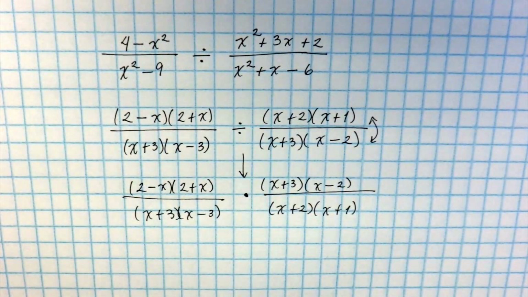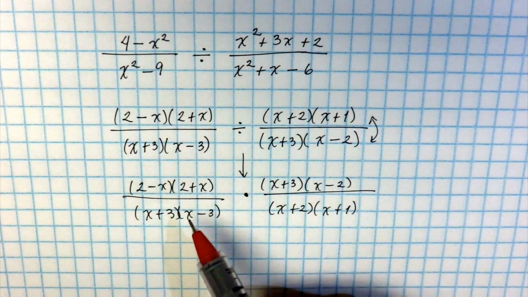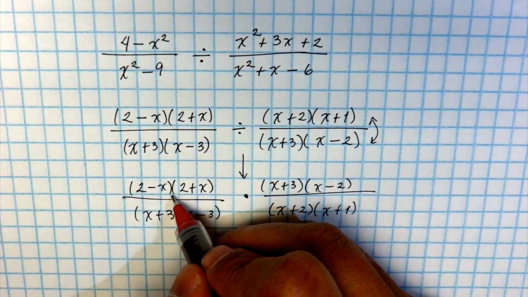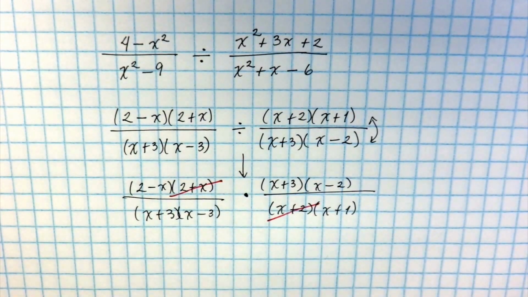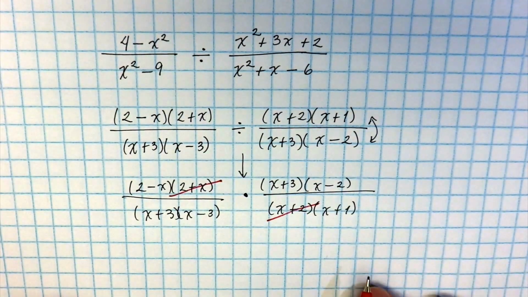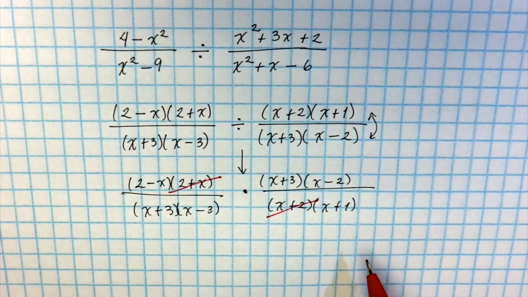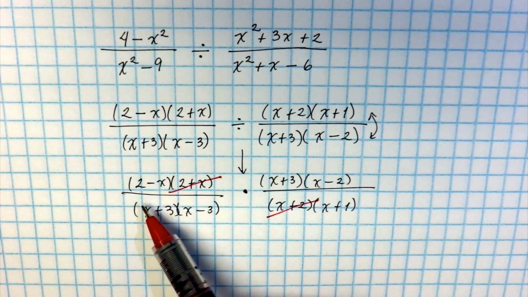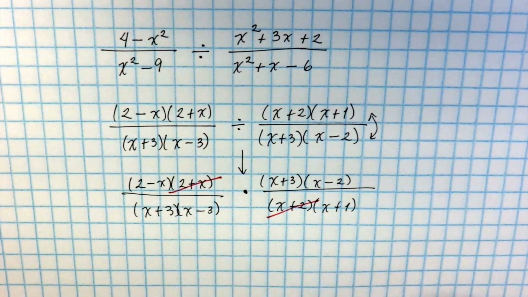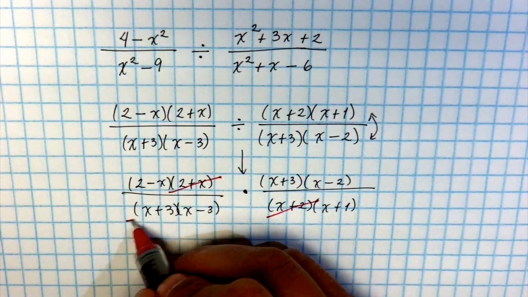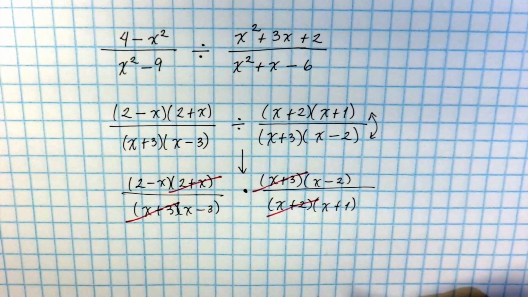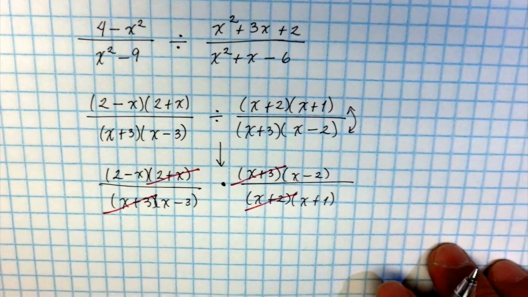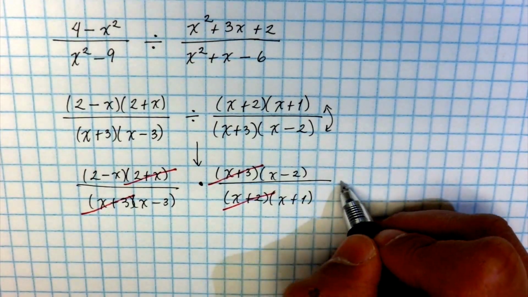Now I can start simplifying. If you notice here, 2 plus x is the same as x plus 2. Just like 2 plus 3 is the same as 3 plus 2, it gives me the same thing. It's called commutative. But you cannot do that with subtraction. Addition is commutative, but subtraction is not. What else can I simplify? Well, x plus 3 here, x plus 3 here. Is there anything else? Doesn't look like it, so let me move this to the side.